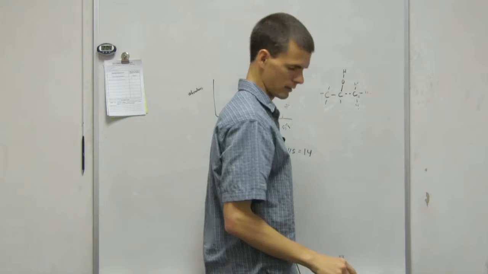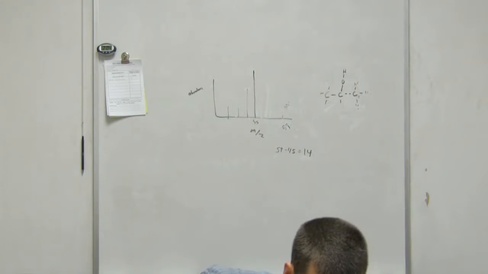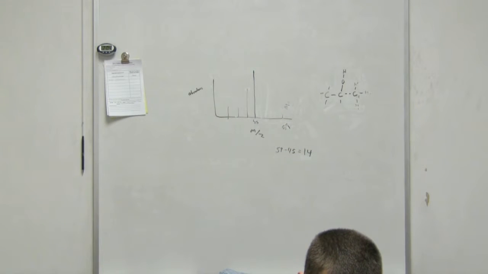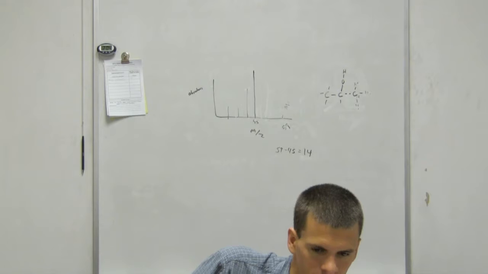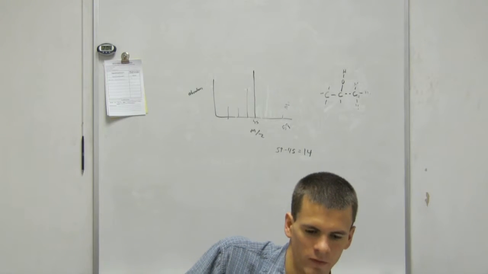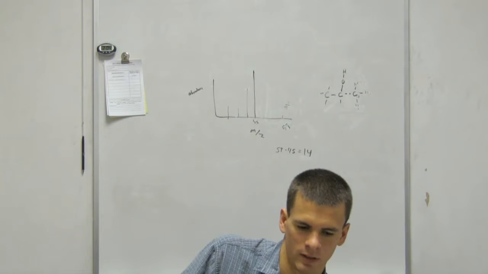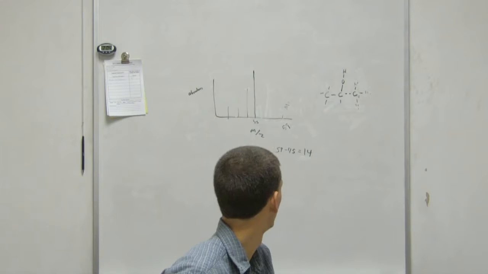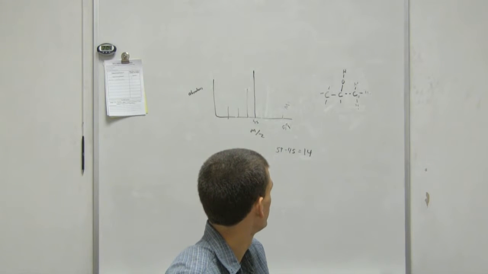Let's see if you got those right. Yeah, that's 59, and that's 45. And from 59 down through 58, 57, 56, 55, that's 14. So 12, 13, 14.